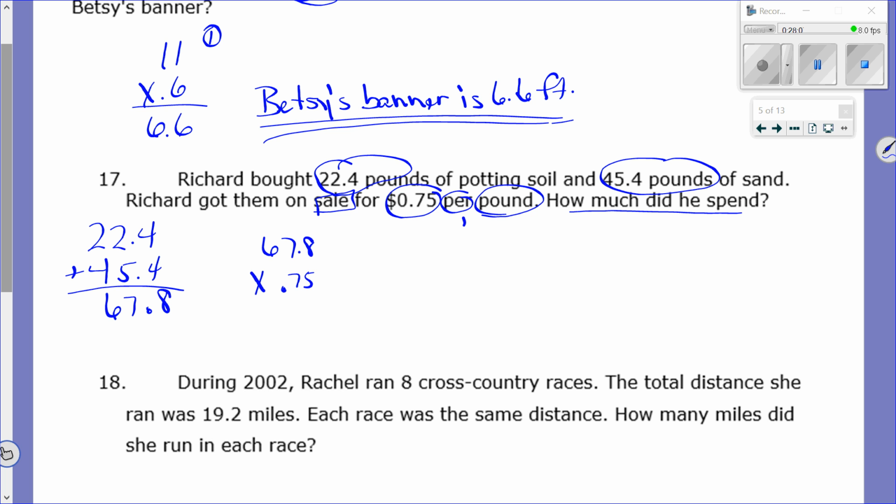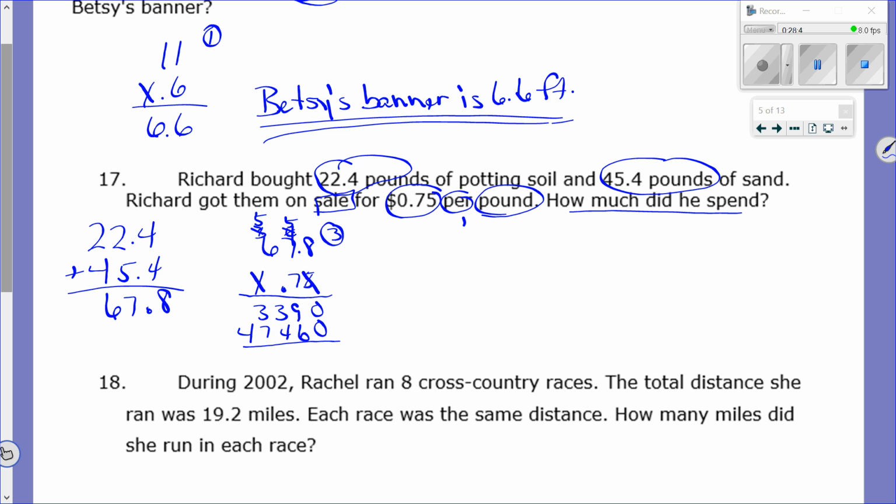Remember, the first thing I need to do, count up my total decimal places. In this case, I've got 3. Now I forget that it's decimal. I'm multiplying 678 by 75. So 5 times 8 is 40. 35 and 4 gives me 39. 30 and 3. 5's done, so I can get rid of that. Put in my placeholder for the 7. 7 times 8 is 56. 49 and 5 is 54. 42 and 5 is 47.